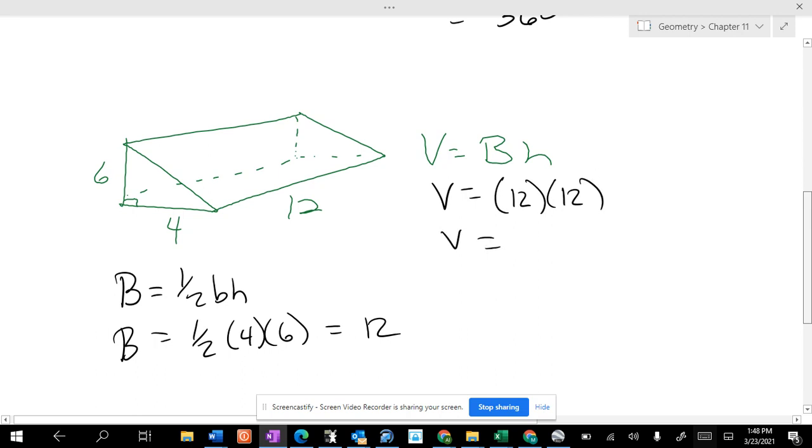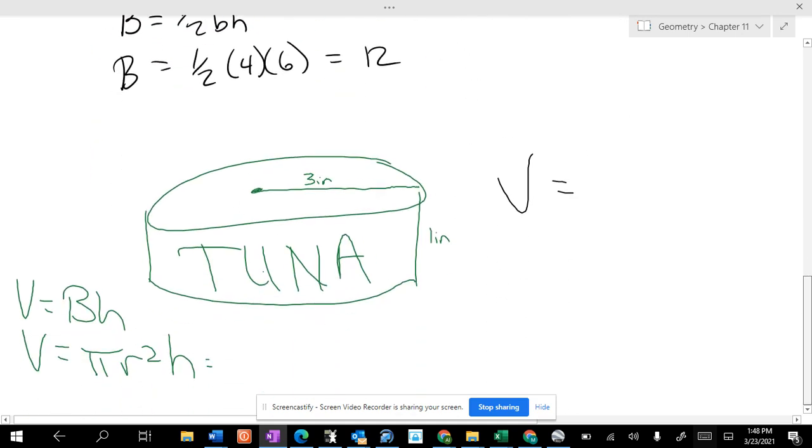No, you got to think. You make your brain think a little bit instead of flipping it up to make it easier for you. Okay? So the volume of that is 144.